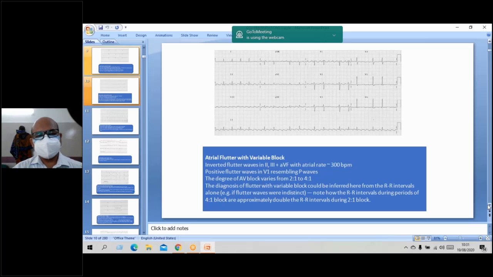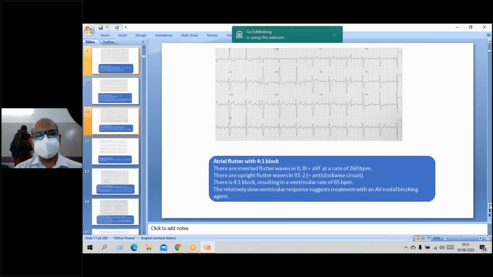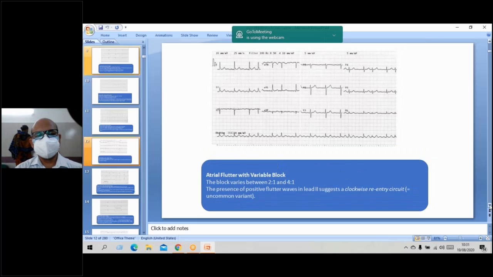So this is another example of atrial flutter. You know, this is the typical, but there is irregular, that means variable, variable heart block. This one is 2:1 block. This one is 3:1 block. This is 4:1 block. So this is the variable heart block. So the atrial flutter patient is having variable heart block. This is another atrial flutter. This is 4:1 block. This is another atrial flutter.